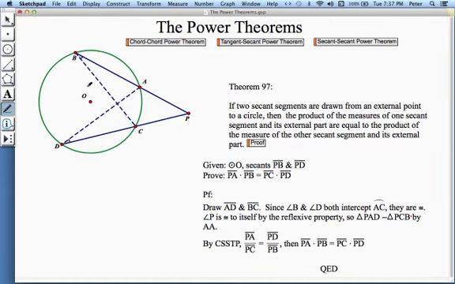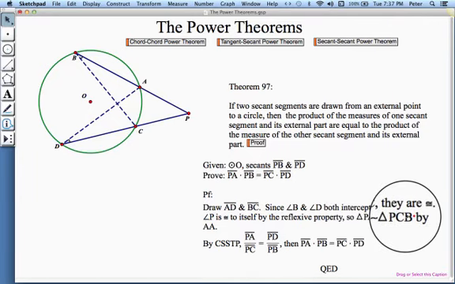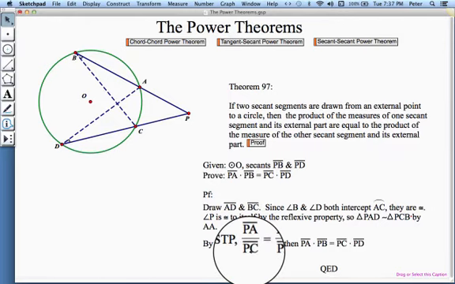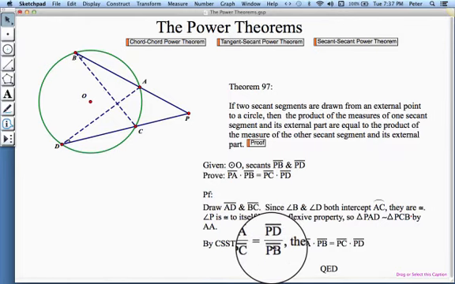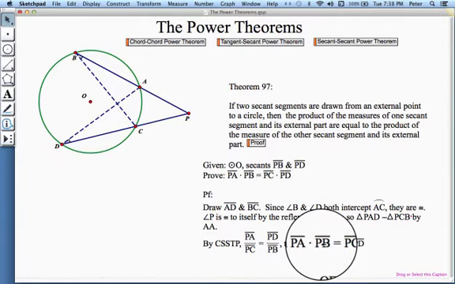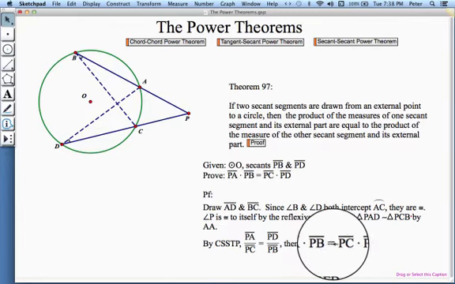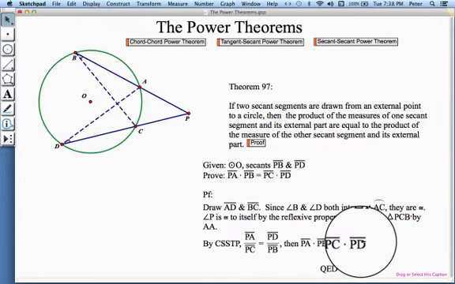Okay, so knowing that these two triangles are similar, PAD and PCB, we have our proportion PA to PC is equal to PD to PB. By the means extremes product theorem, we multiply those out and we have the desired result that PA times PB equals PC times PD.